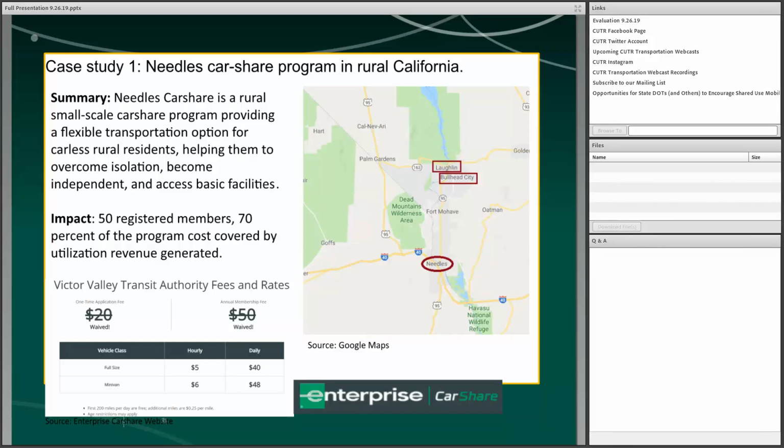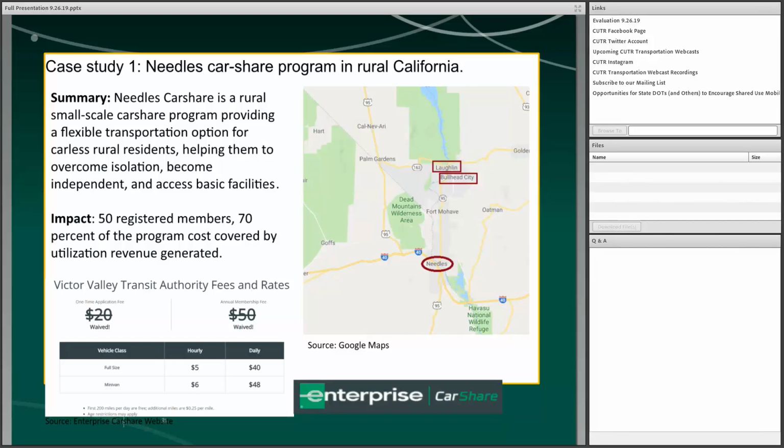This subsidy from VVTA allowed car share program users to pay just $5 per hour, like the picture shown here towards the left corner, which includes both insurance and fuel. And there is no membership cost or sign-up fee. Both of them are waived to make it an affordable option for rural residents. As of August 2017, the program had 50 members, and the minivan was the more popular of the two cars.